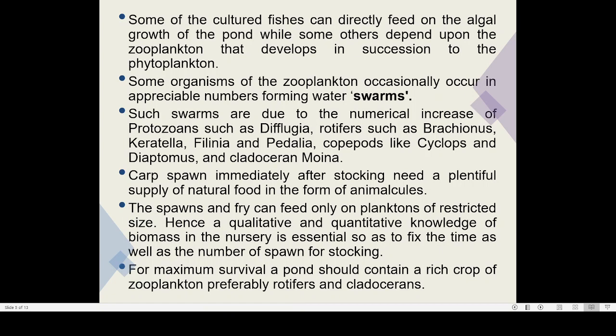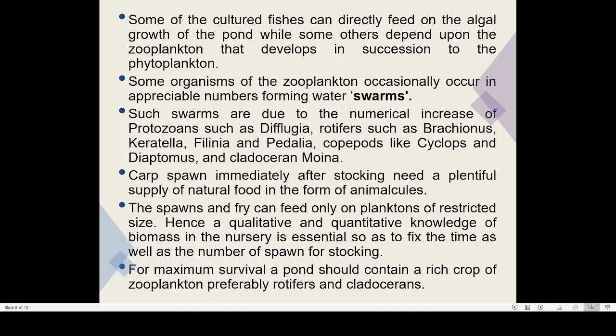Then some of the cultured fishes can directly feed on algal pond, while some others depend on the zooplankton that develops in succession. Some organisms of zooplankton occasionally occur in a phenomenon known as swarms. Sometimes you can see that a large-scale multiplication of zooplankton takes place, and often we find that these zooplankton are responsible for the death of many fish.